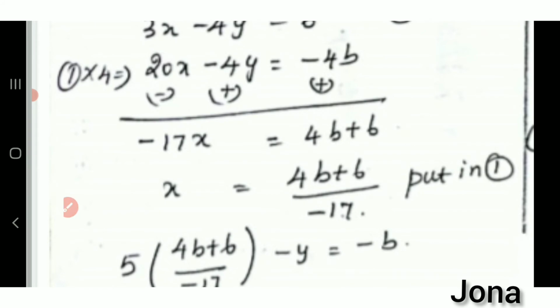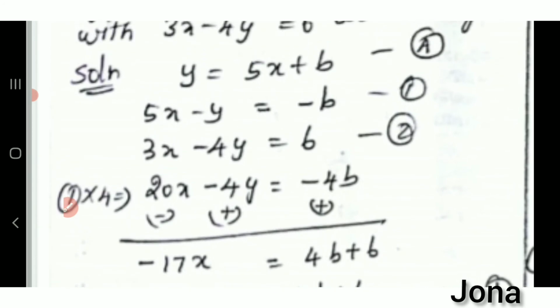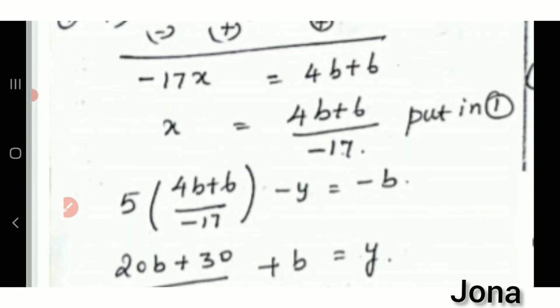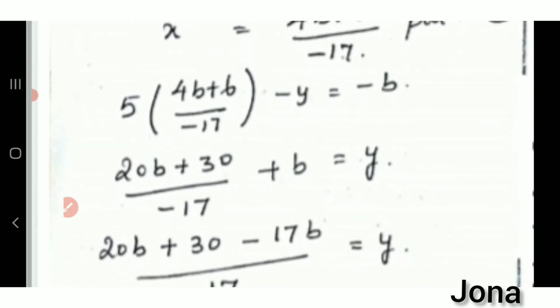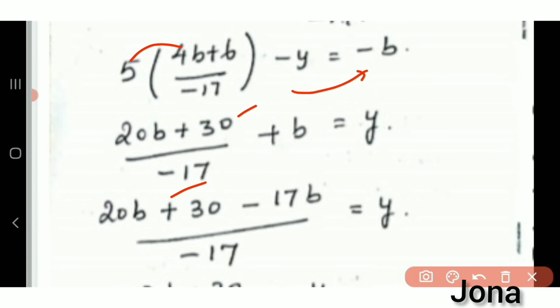This is the value of x. Now I want to find the value of y, so substitute in equation A. 5 into 4b plus 6 divided by minus 17 minus y equal to minus b. Simplify this. Multiply along with this bracket. So 20b plus 30 divided by minus 17 plus b equal to y. Take this b as y.